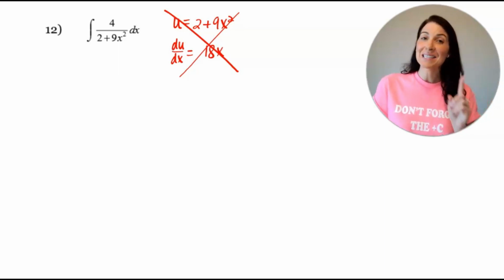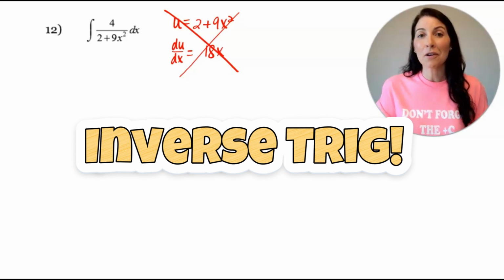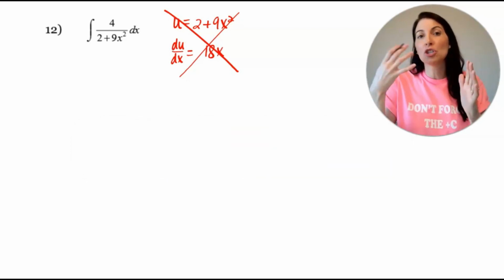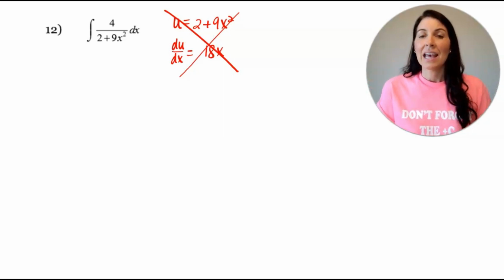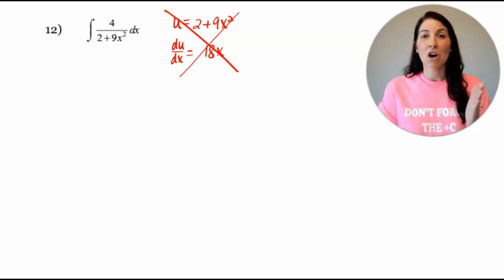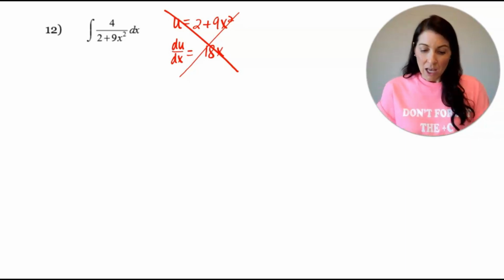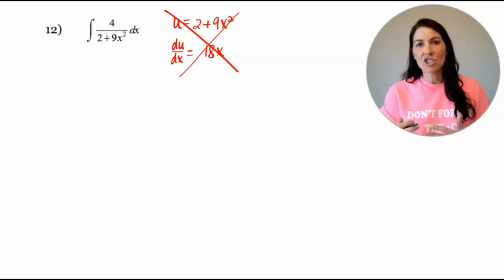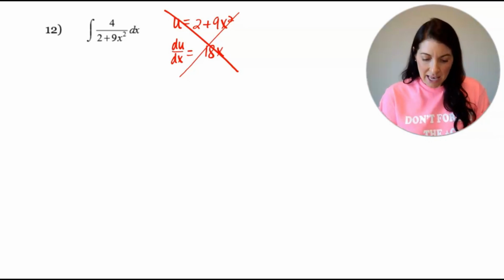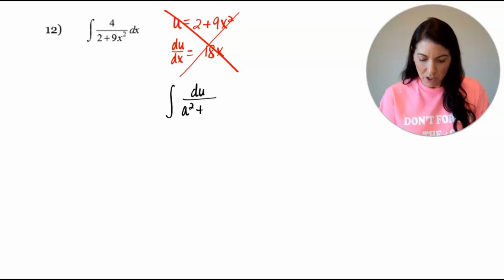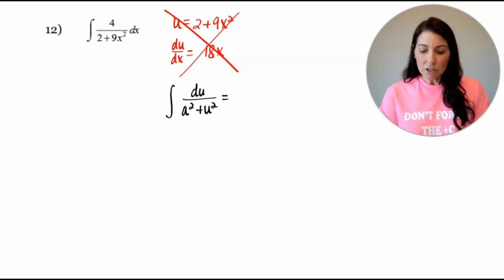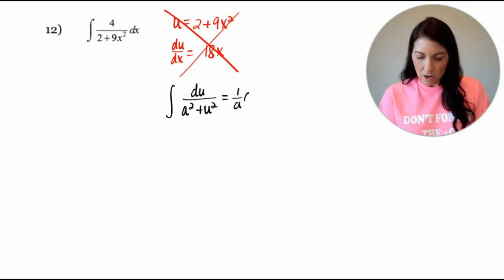So instead, this is a little sneaky one. This is an inverse trig integral. What I mean by that is it's an integral that produces an inverse trig function. And in this case, it's going to produce an arctangent function. So let me show you what the arctangent kind of integral formula is. If you can write an integral as du over a squared plus u squared, then that integral is going to produce 1 over a arctangent of u over a plus c.